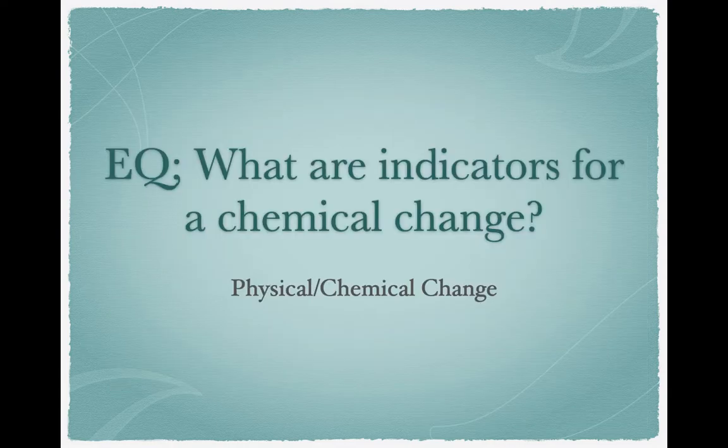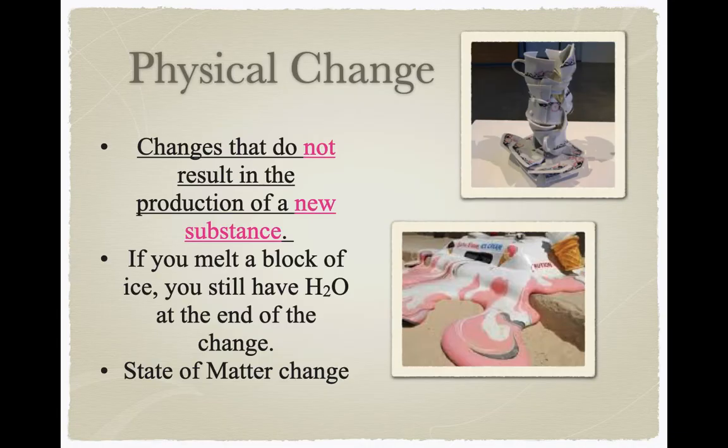So let's look at our indicators of a chemical or physical change. On your notes, it says physical changes blank make a blank blank. So physical changes are changes that do not result in a new substance. Our biggest one is our state of matter change. Did it go from a solid to a liquid? Did it go from a gas to a solid? It's not going to look the same, but it's still the same stuff.